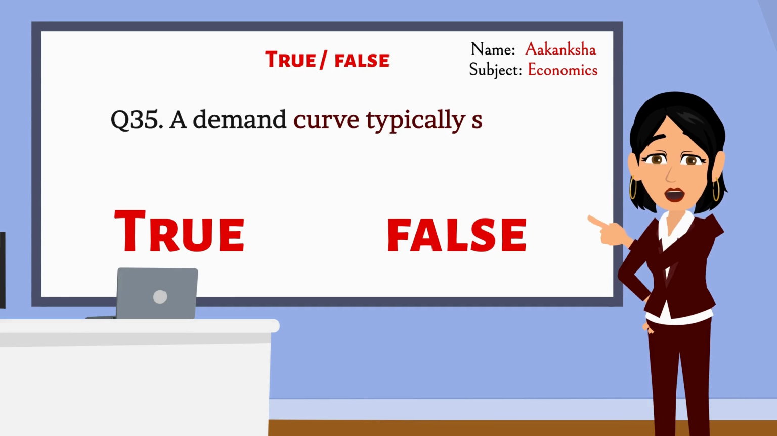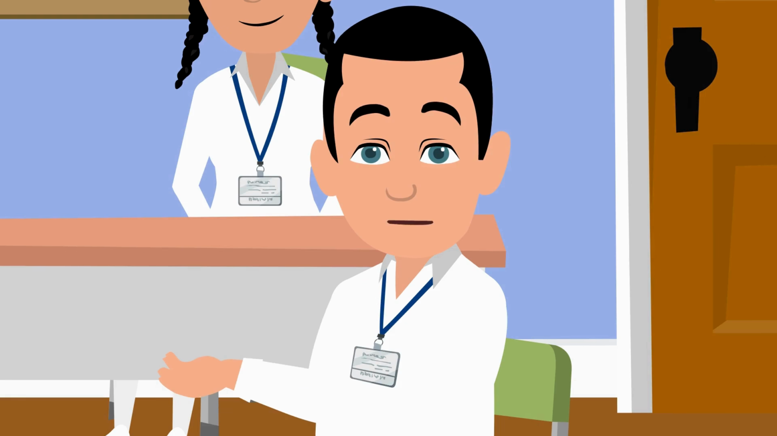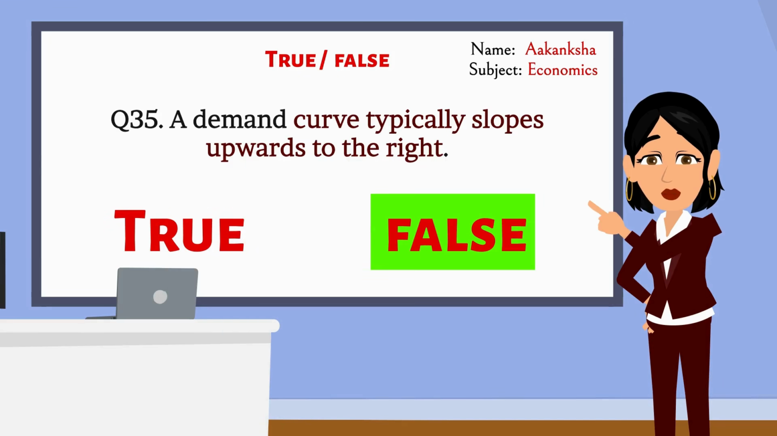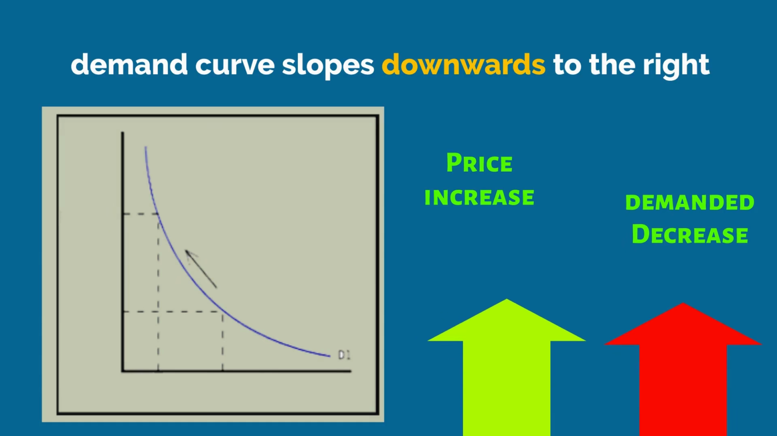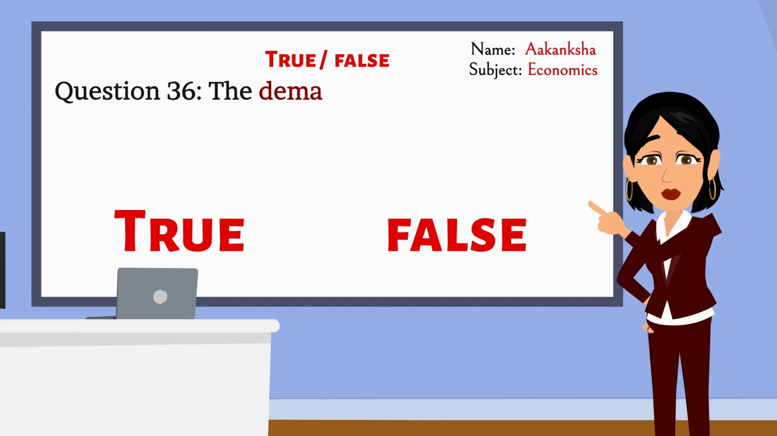Question 35. A demand curve typically slopes upwards to the right. True or false? It's a false statement, ma'am. Correct, Ansh. Why is it false? The demand curve slopes downwards to the right because higher prices reduce quantity demanded and lower prices increase it. Excellent, Ansh. Let's continue.